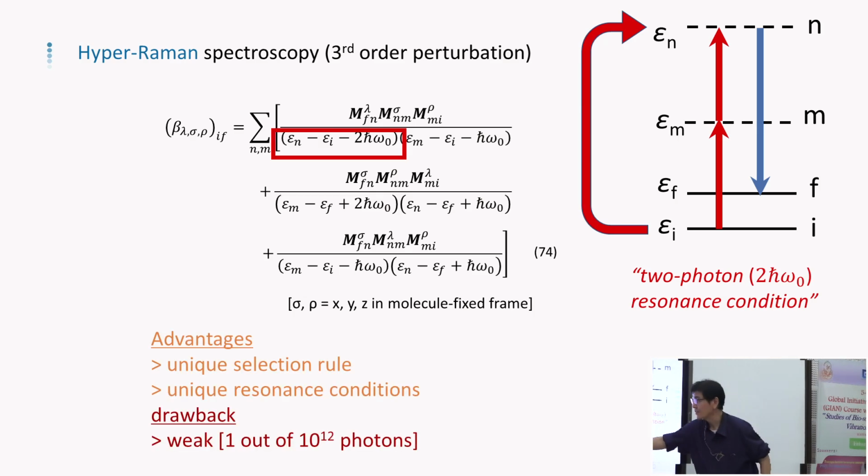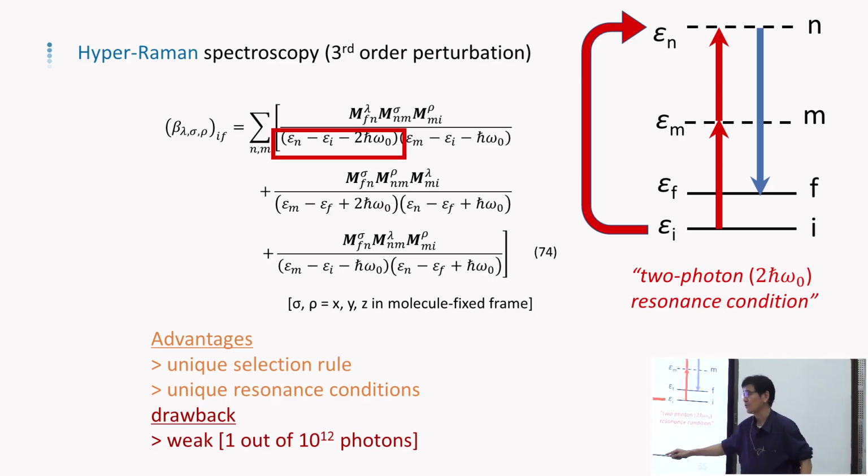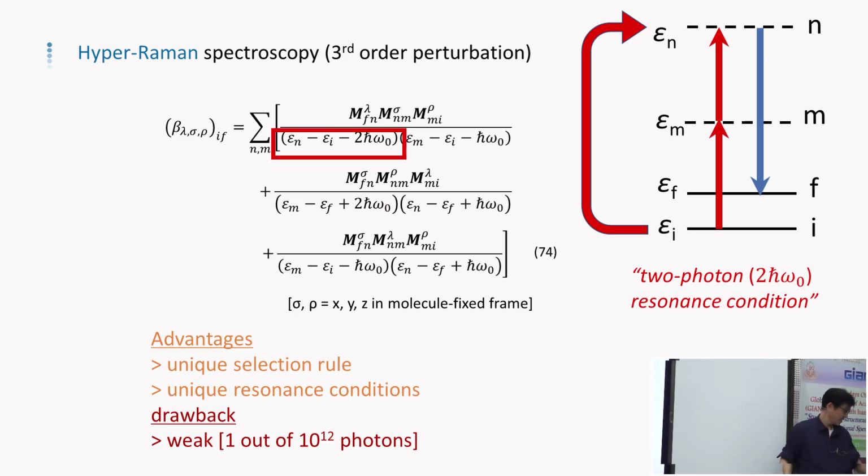Advantage: unique selection rule, unique resonance condition. Drawback: it's weak. One photon out of 10 to the power 12 photons.